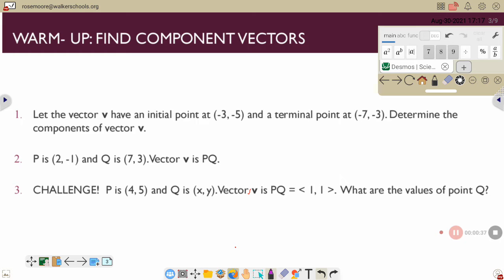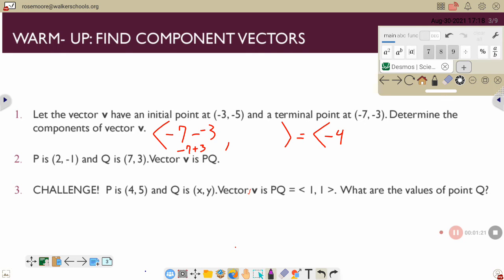So let the vector v have an initial point at (-3, -5) and a terminal point at (-7, -3). Determine the components of vector v. So this is asking for the vector that is in the brackets, right? We have to remember yesterday we did x's first, and it's the second x minus the first x, so that's -7 minus -3. Now watch those signs. -7 minus -3 will end up being -7 plus 3, which is -4.